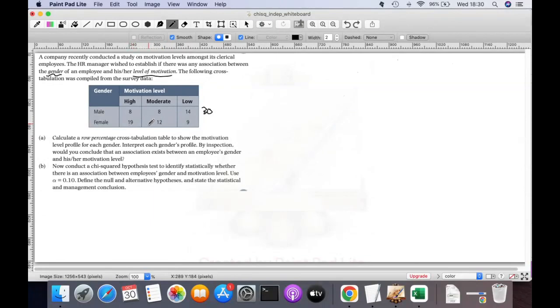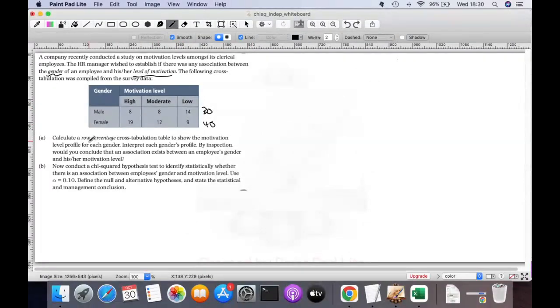That's about 40. You have 40 females, 19 of which are highly motivated, 12 of them are moderately motivated, and then 9 have a low level of motivation. All right, so 40 females. So altogether, you have 70 of them, if you add them up. So that's what you're presented with.